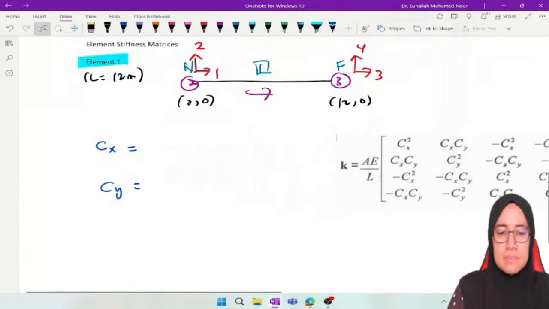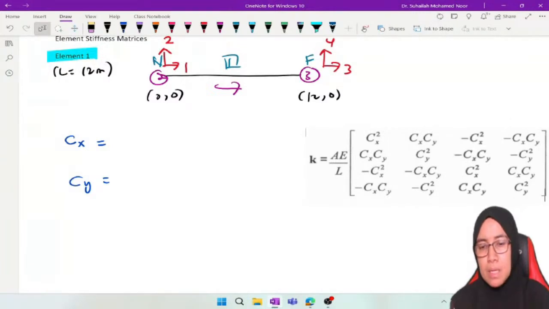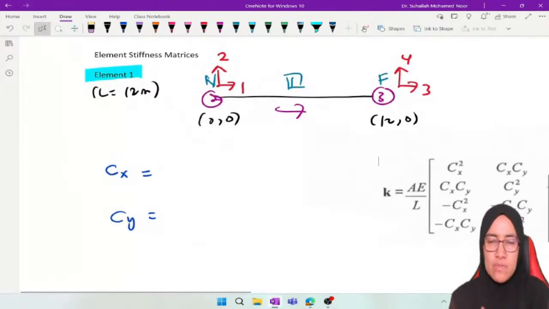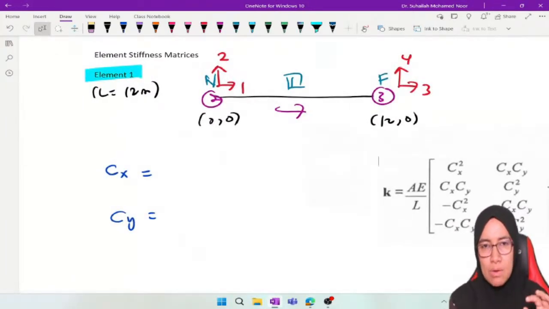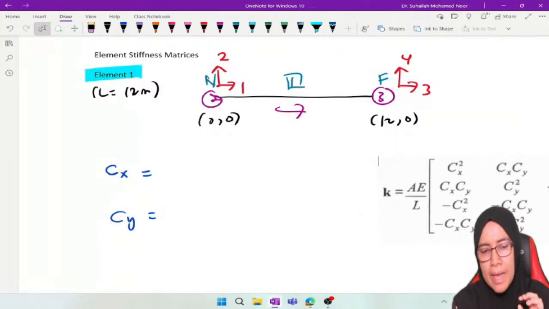So now we want to calculate Cx and Cy because when we want to establish element stiffness matrices, we have to have Cx and Cy. That's all. How to calculate Cx and Cy? You don't have to remember the formula. Just focus like this. Cx means look at the x value. Cy, look at the y value.